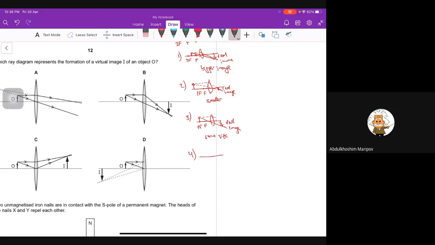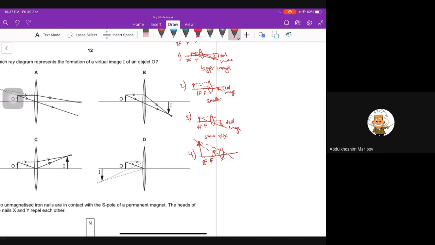Okay, between the lens and F. Here we have a lens, here's 2F, here is the F. If your object is between the lens and F, your object will be, guys, what? It goes this way, but it goes back, here and here. Okay, it will be big.